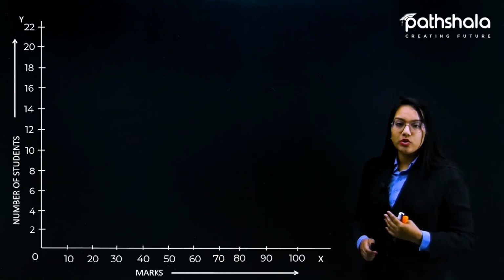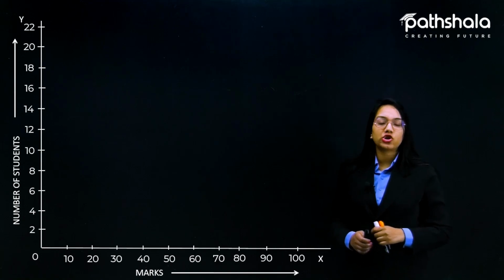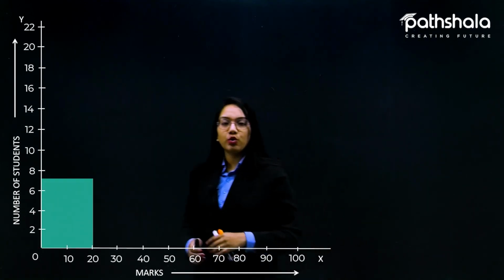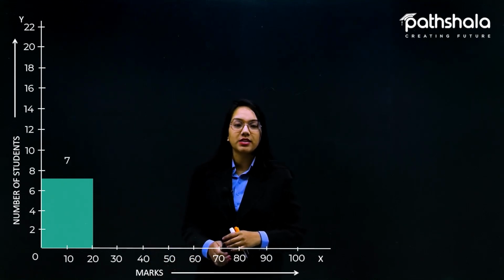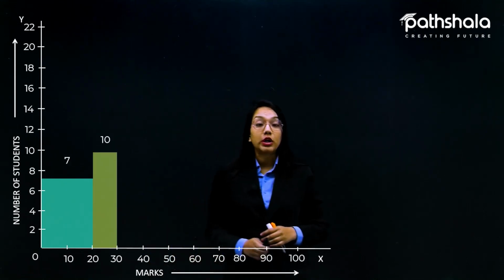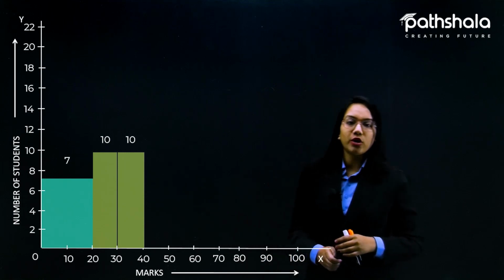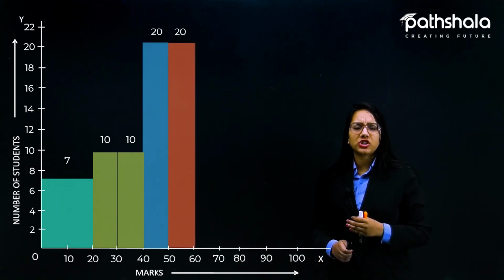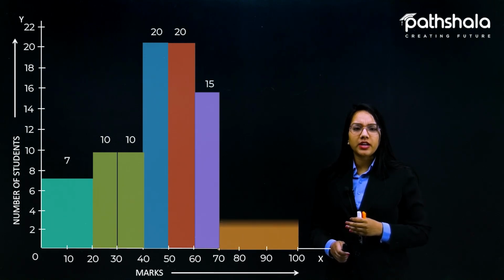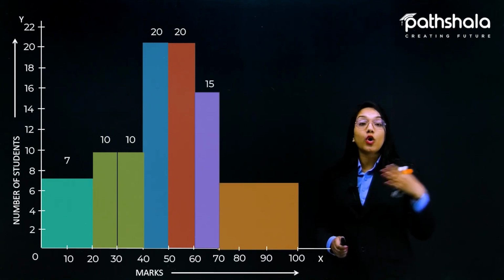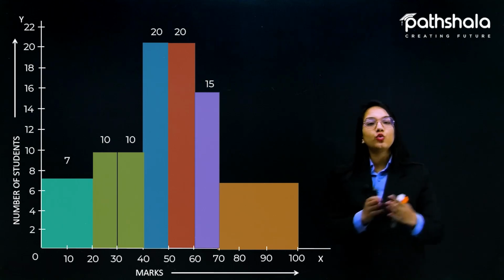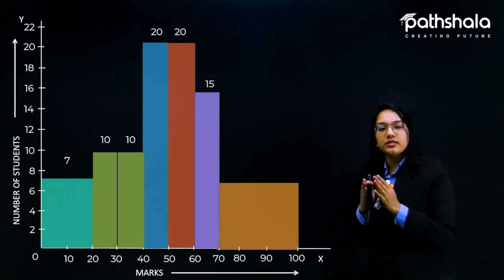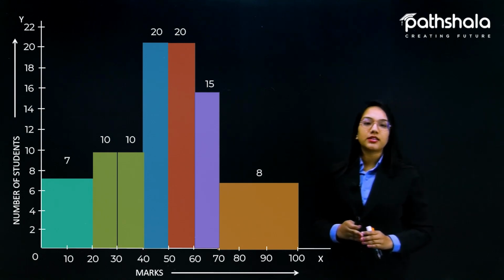Now let us suppose I draw a histogram for this one. As we know, from 0 to 20 we have the frequency as 7, from 20 to 30 we have this, from 30 to 40 we have this, from 40 to 50 this, from 50 to 60 this, from 60 to 70 this, and from 70 to 100, the question says 70 to above, but we know that the total number of students was 100, so we are just taking 70 to 100, and their frequency is 8.